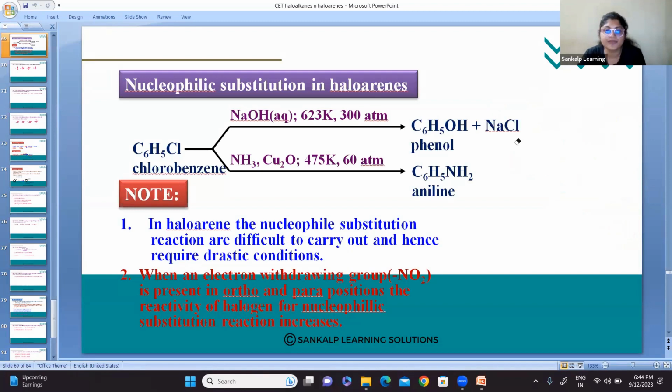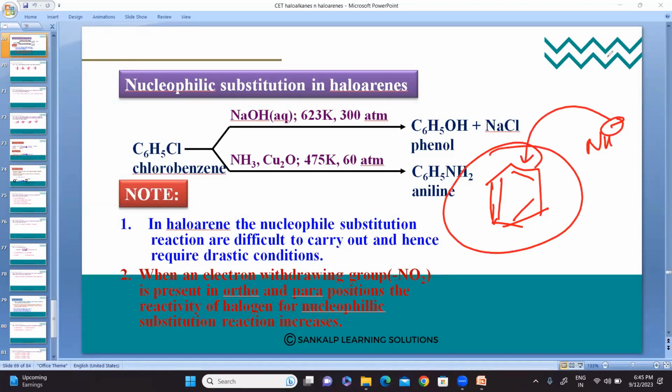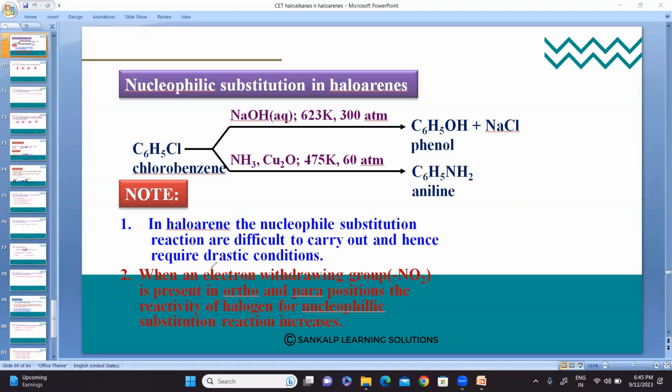So in haloarenes, the nucleophilic substitution reactions are difficult to carry out and hence require drastic conditions. Why? Because benzene itself is a good nucleophile, and if you want to attack a nucleophile on a nucleophile, it is very difficult to carry out the reaction. So it requires very drastic conditions. So haloarenes do not easily undergo nucleophilic substitution reaction.